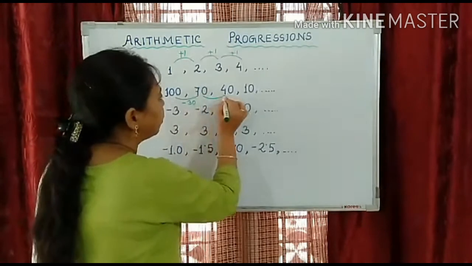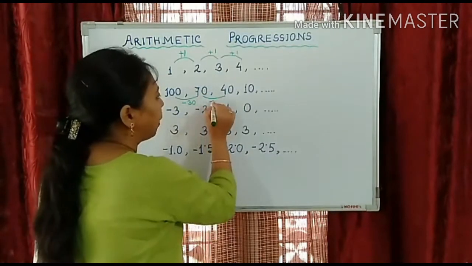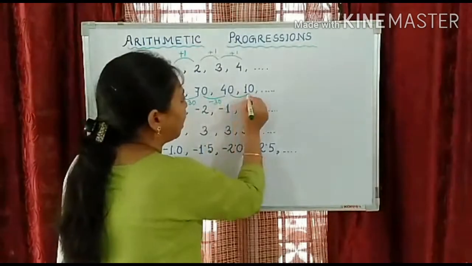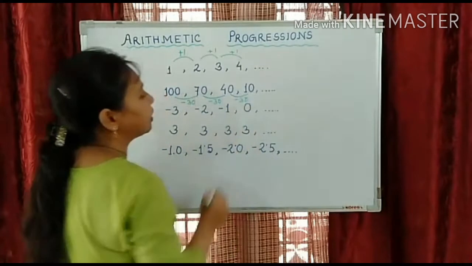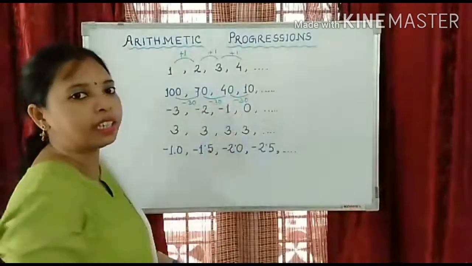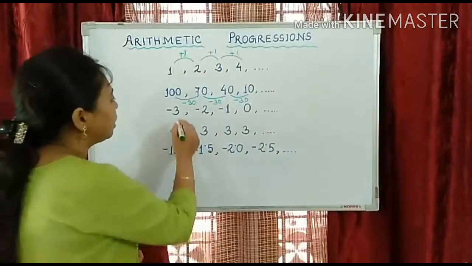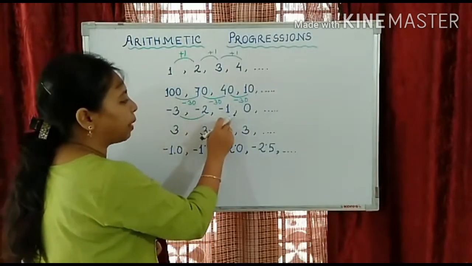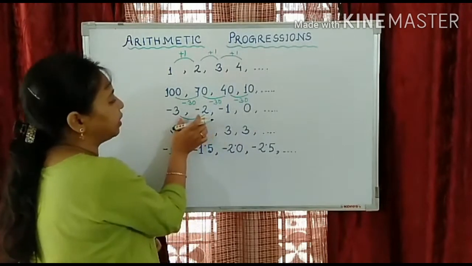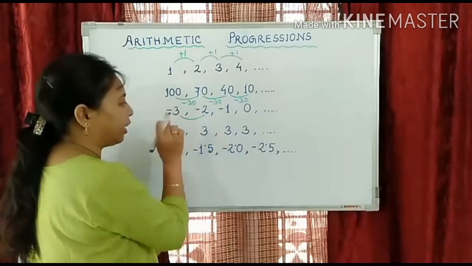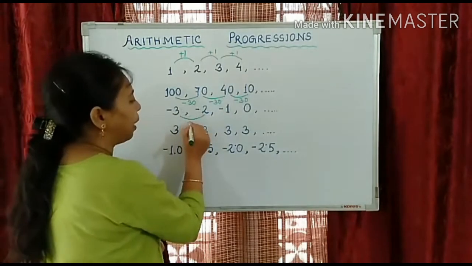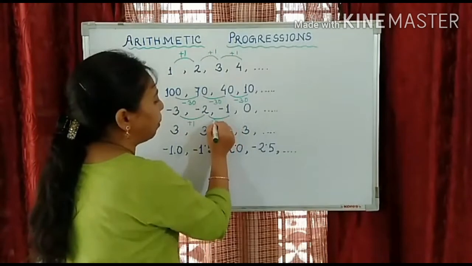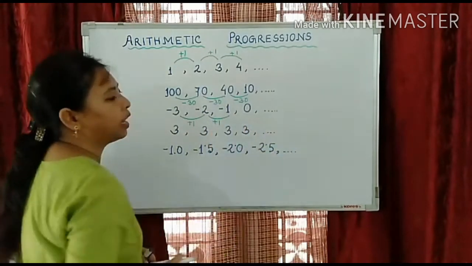Then with 70, we have to add minus 30, then we will get 40. With 40 we have to add minus 30, then we will get 10. After that, again 10 minus 30 we have to do. In this way, look here: minus 3, then minus 2, then minus 1, then 0. Then what are we adding here? With minus 3 we are adding plus 1, then we are getting minus 2. Then there also plus 1. In this way, we are adding plus 1.